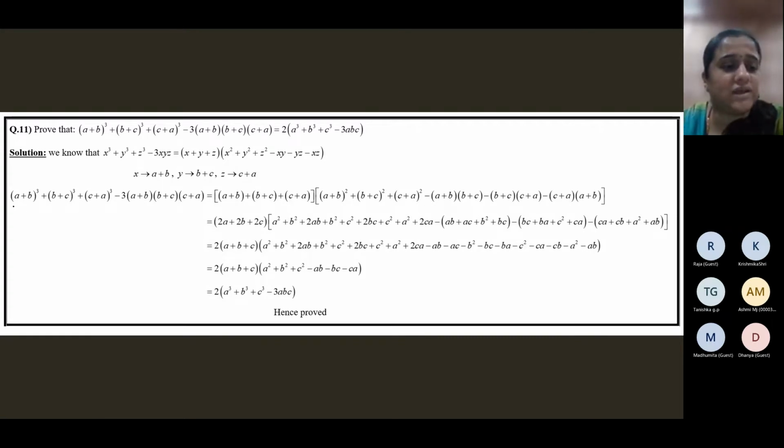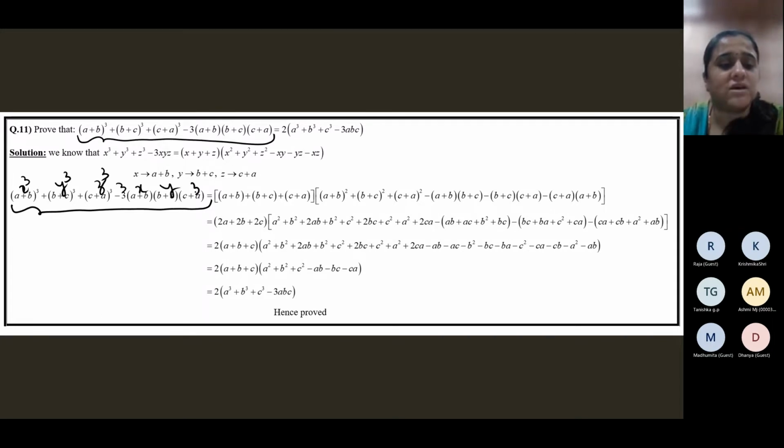So here the left-hand side, the LHS, is exactly of the form x cubed plus y cubed plus z cubed minus 3xyz. So we just expand it using the identity. We know that it is equal to (x plus y plus z) into (x square plus y square plus z square minus xy minus yz minus zx). That's all. We just expand using the identity, and then it's only simplification after this.